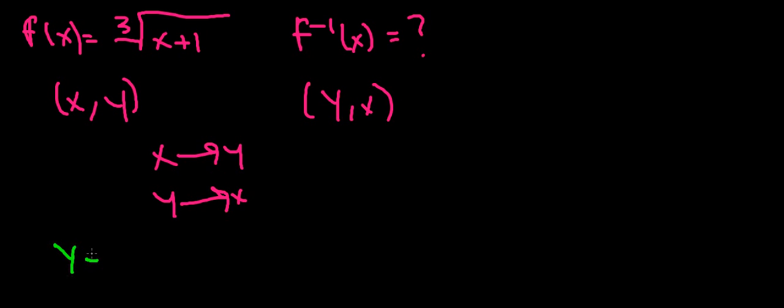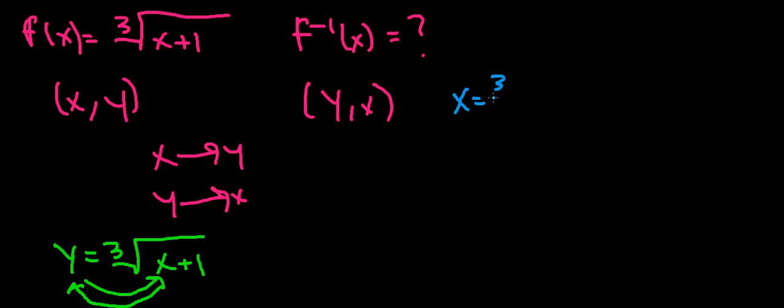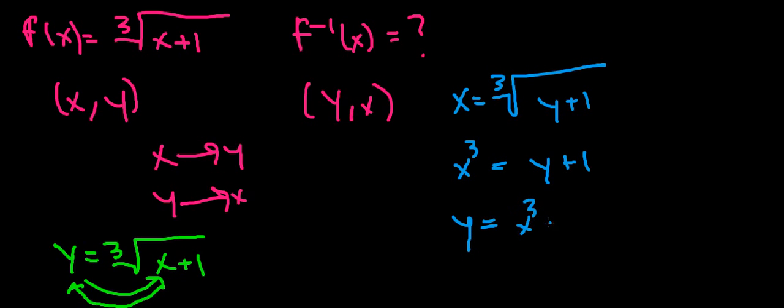We have y is equal to the cube root of x plus 1, and our first step is to replace the y with x and the x with y. Let me put that over here. So we have x is equal to the cube root of y plus 1. So we cube both sides, we get x cubed is equal to 1 plus y. Subtract 1 from both sides. We get y is equal to x cubed minus 1. And this is our inverse function.